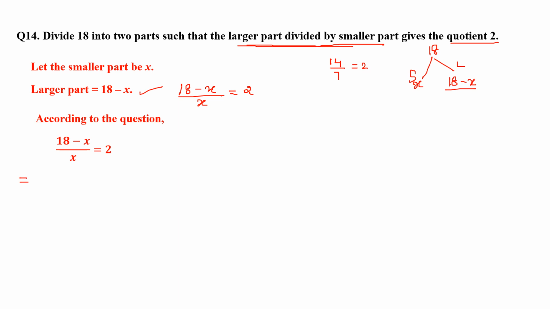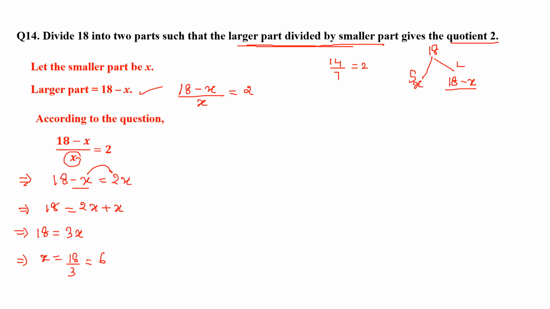So now first I am transposing this x to RHS. So division will change to multiplication. So it will be 2x. Then I am transposing minus x to RHS. So it will be 2x plus x. So from here I will get 18 is equal to 3x. So the value of x will be 18 divided by 3, which will give me 6.